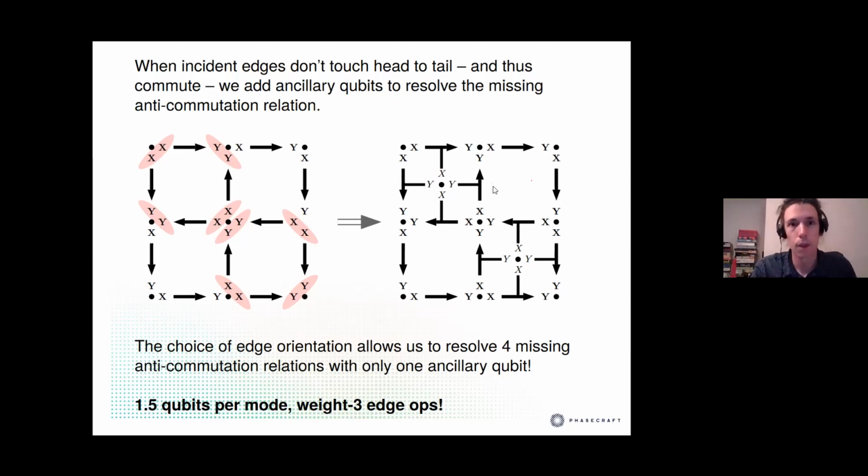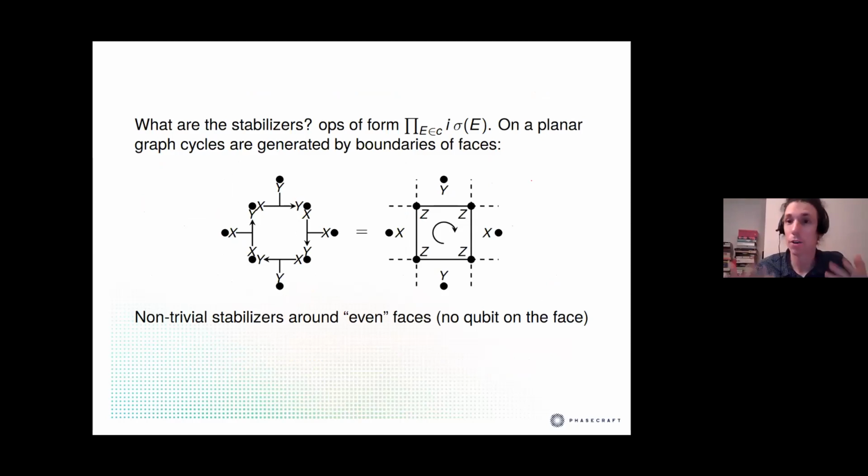Okay. Now, we said that we also have stabilizers, right? So what are the stabilizers? Well, there are 2 kinds of cycles that we need to consider, right? On a planar graph, all of the cycles on the graph are generated by the boundaries around faces. So we just need to look at the faces, and there are 2 kinds of faces.